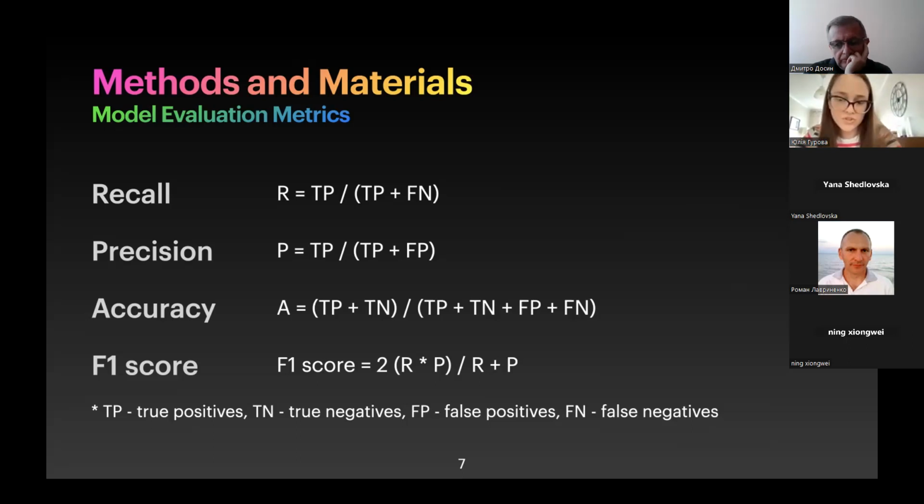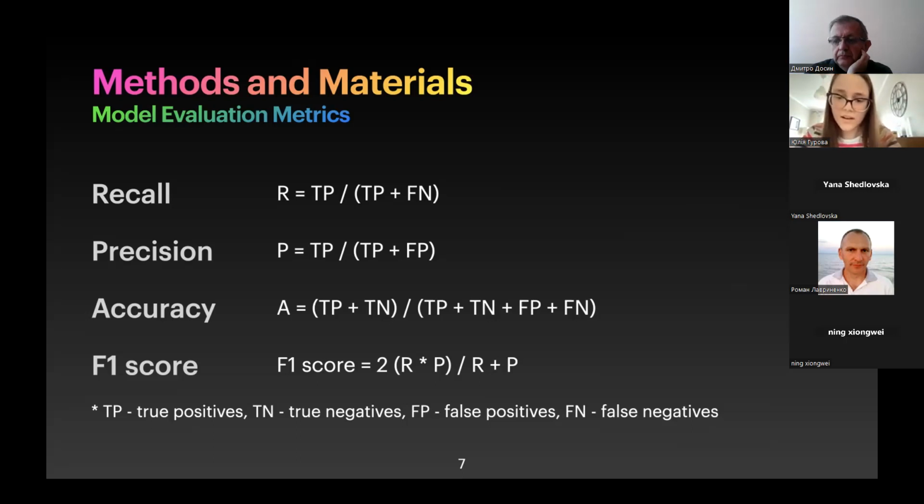A high precision index indicates that the model effectively determines only positive examples, and it's defined as the ratio of the number of true positives to the total number of predicted positives.